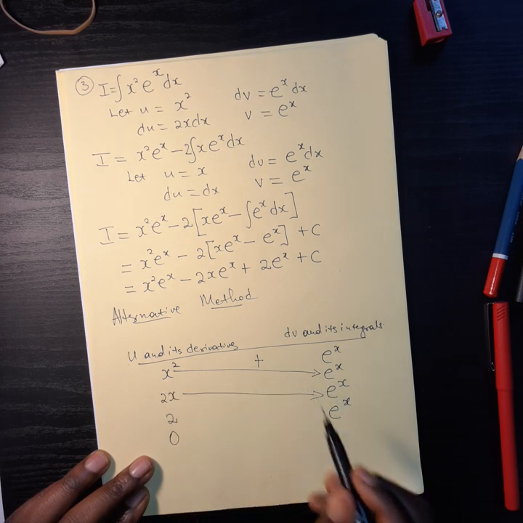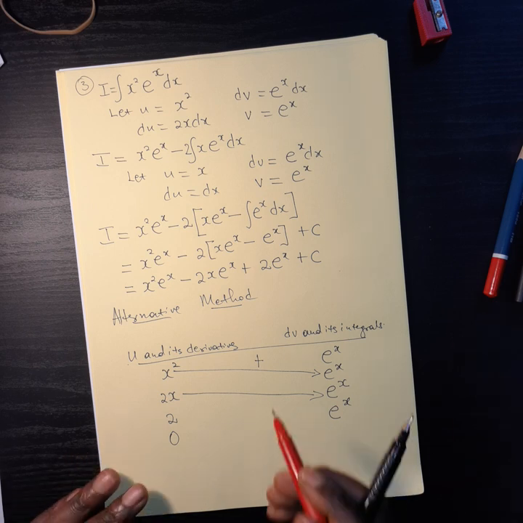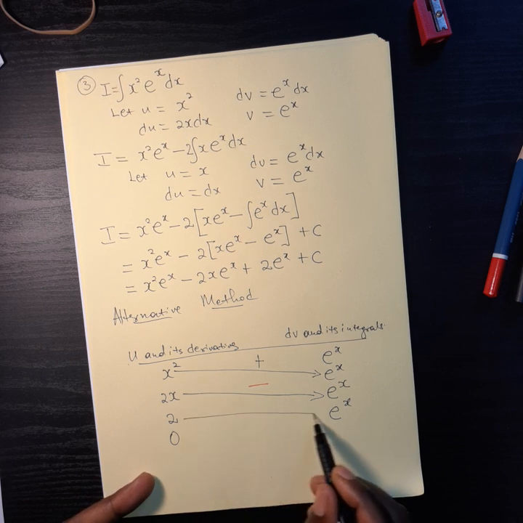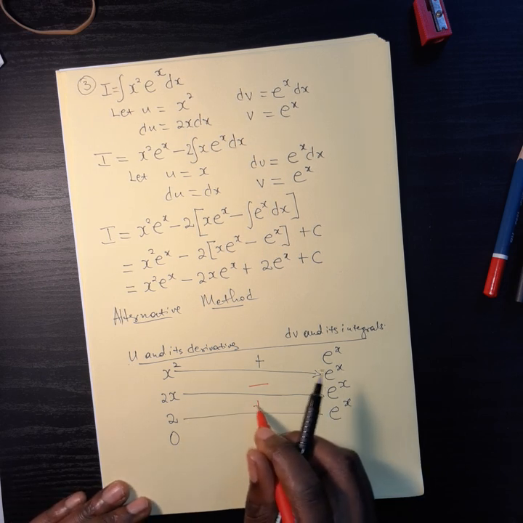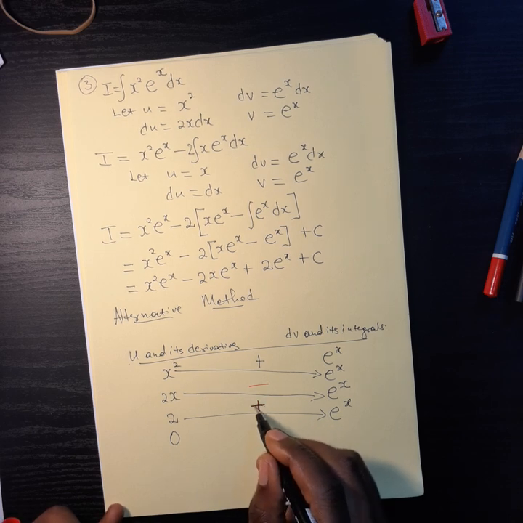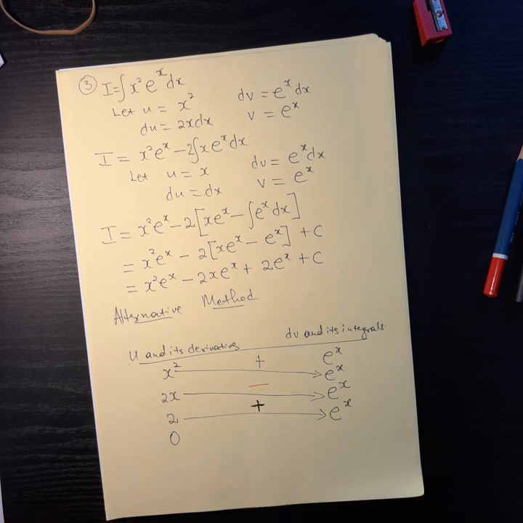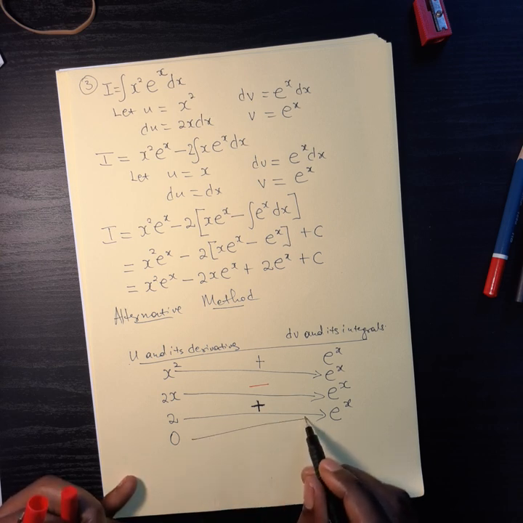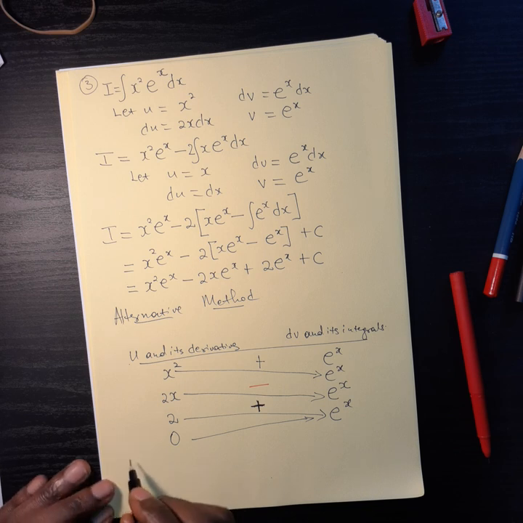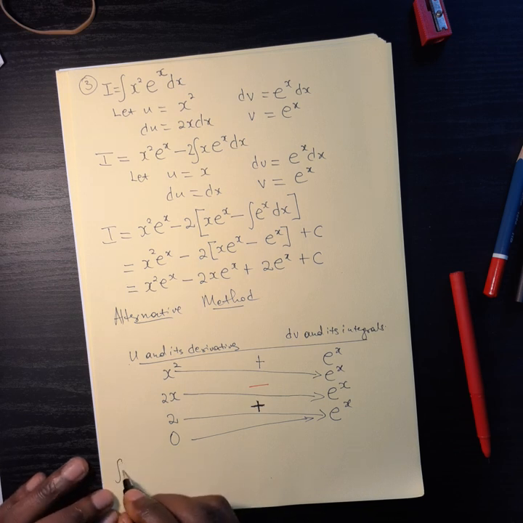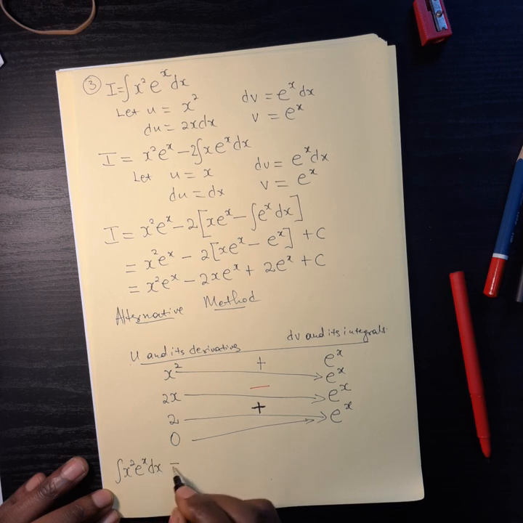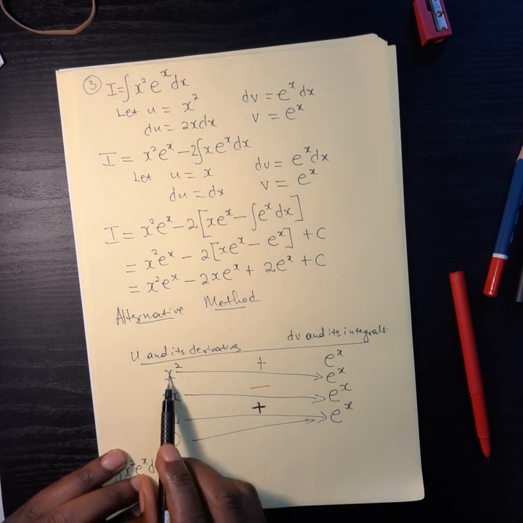And then this one will be negative. This one will be positive. Let me put positive like this. And then finally like that. So we read the solution like this. We are saying the integral of x squared e to the power of x dx is equal to uv.